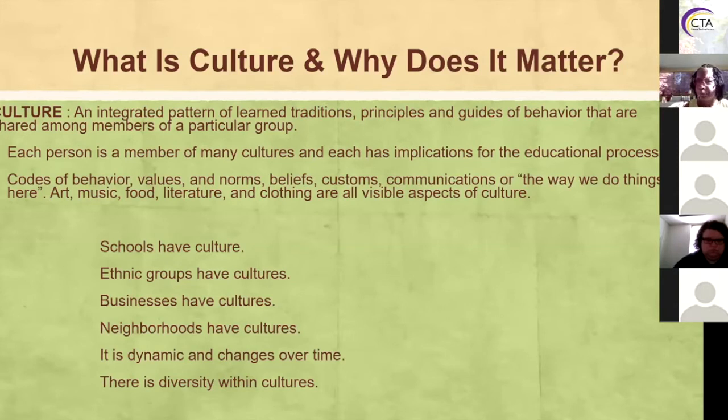And we tend to be very comfortable embracing some of those aspects of culture, much more than we are embracing and interacting with the persons who represent some of those different contexts of culture. If you think about it, your family has a culture, your schools have culture, ethnic groups have culture, businesses have culture, neighborhoods have culture, and it's dynamic and it changes. It's always changing because it responds to the things that are around us. So just know culture is fluid.